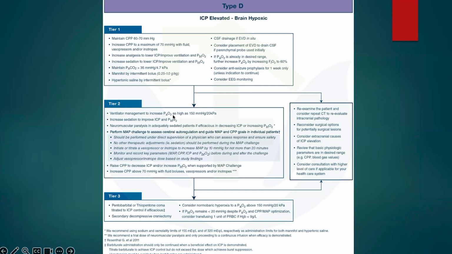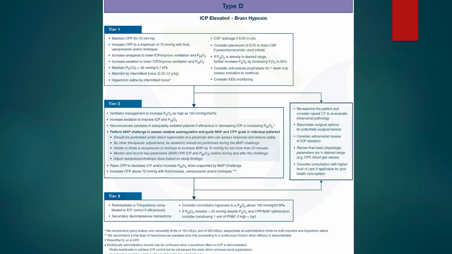One is mild hypocapnia, neuromuscular blockade, and MAP challenge. I'll repeat: mild hypocapnia, neuromuscular blockade, and MAP challenge. These are the three therapies for the tier 2 approach. And the tier 3 approach is what we described in the first trial, the DECRA trial: DC and barbiturate coma. So the tier 3 approach has DC, decompressive craniectomy, barbiturate coma, and hypothermia, mild head cooling or mild hypothermia.